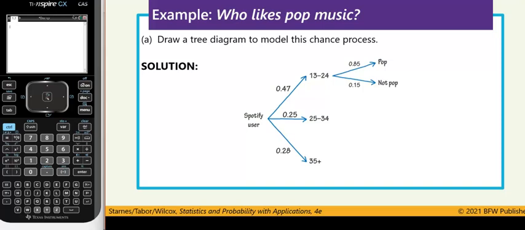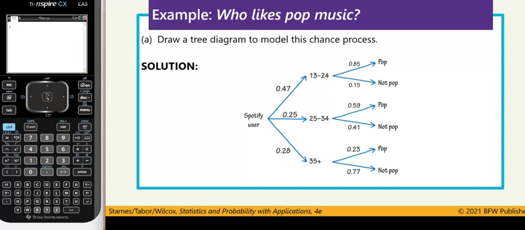So 85% of younger folks listen to pop music. 59% of the middle-aged, if you call those middle-aged group, listen to pop music. And only 23% of the old folks, the 35 or older, which I guess I'm in that group, 23% of those. So it does seem like the younger you are, the more likely you are to listen to pop music. But this tree diagram figures it out.